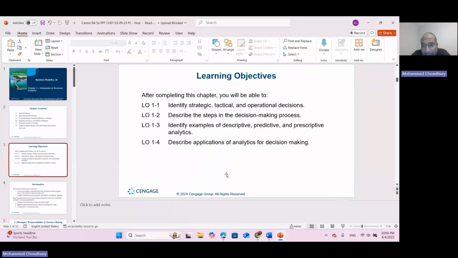So the learning objectives of these sections 1 to 1.6 are: first, identify strategic, tactical, and operational decisions. Second, describe the steps in the decision-making process. Third, identify examples of descriptive, predictive, and prescriptive analytics. Finally, learning outcome 4 is to describe applications of analytics for decision making.